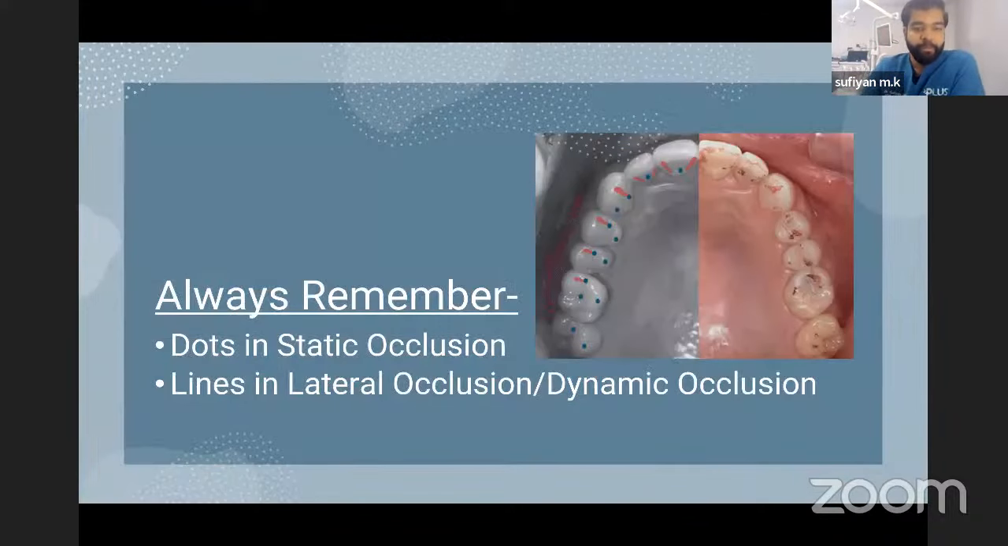So always remember, when you check the static occlusion, there should be only dots like these. There should be no lines. But when you check with the lateral occlusion, that is protrusion or the left and right lateral occlusion, you should have lines, right? Never lines in the static and never dots in the lateral occlusion, no vice versa. So dots in the static occlusion and lines in the lateral occlusion, that is dynamic occlusion.